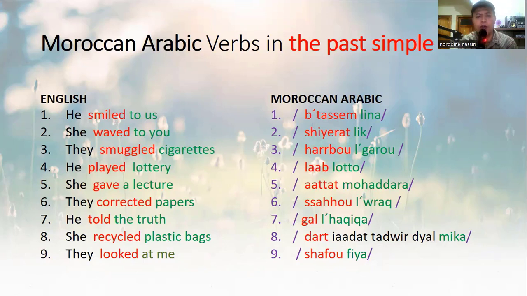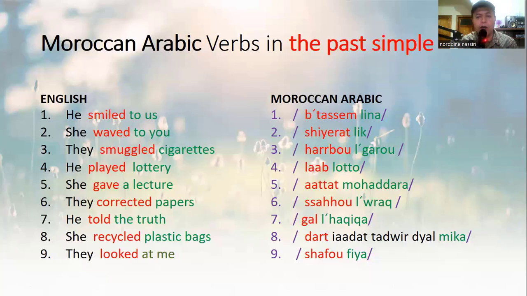She waved to you. شيرت ليك. So to you is ليك. She waved to you. شيرت ليك. Number 3. They smuggled cigarettes.